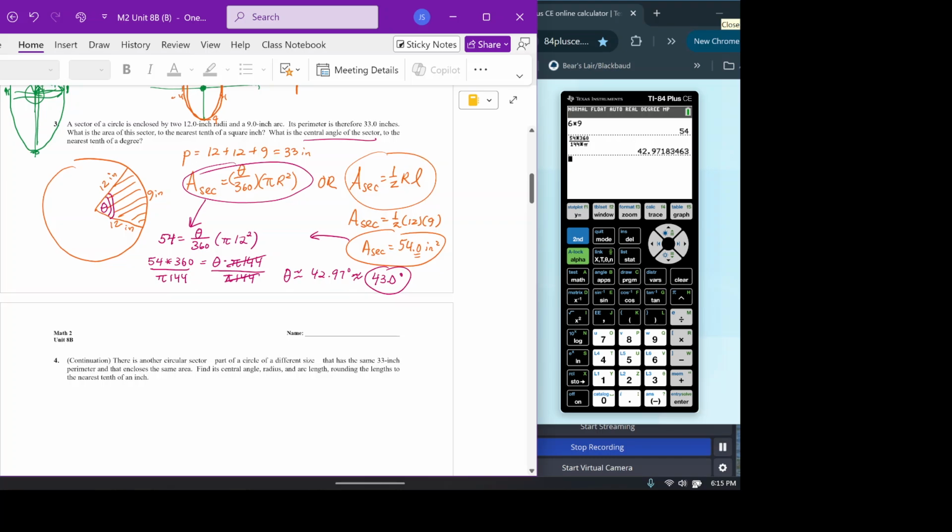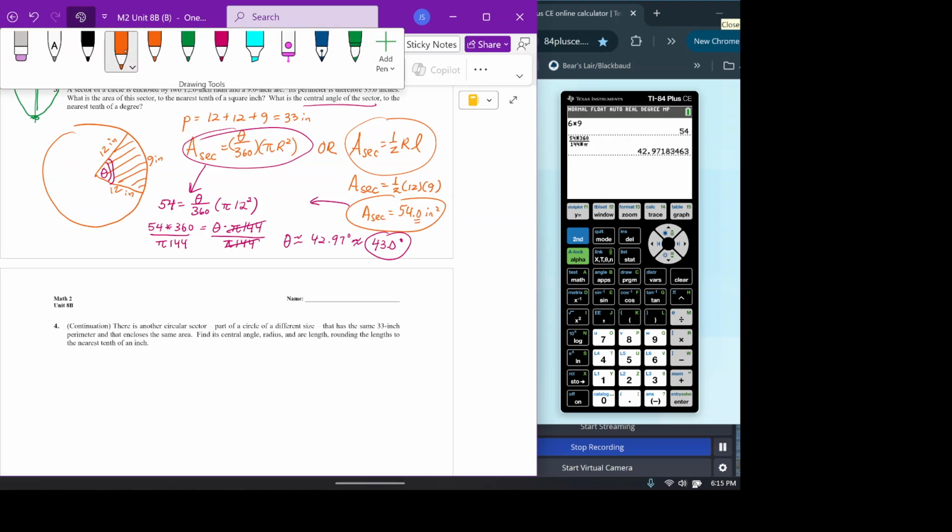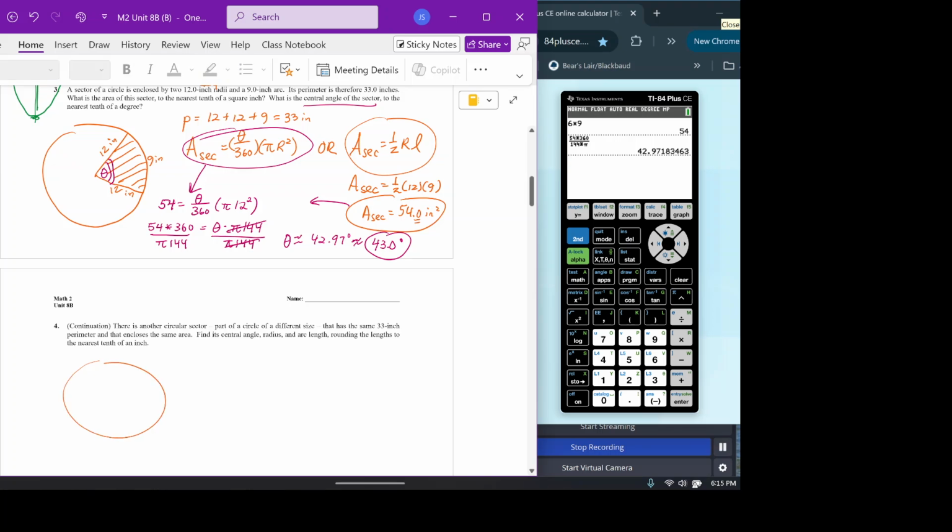Okay, I'm going to keep going with this one because number 4 is a continuation. It says there's another sector, part of a circle with a different size, a different radius, that has the same 33-inch perimeter. I don't quite know how to draw this, I don't know what it's going to look like, but let's say it does something like this. This is R, R. The perimeter is 33, so the arc length would have to be 33 minus 2R, right? That's the arc length. And it encloses the same area, which is 54 from the previous problem. That's what we know about the area here. So we need to find all the rest about it.